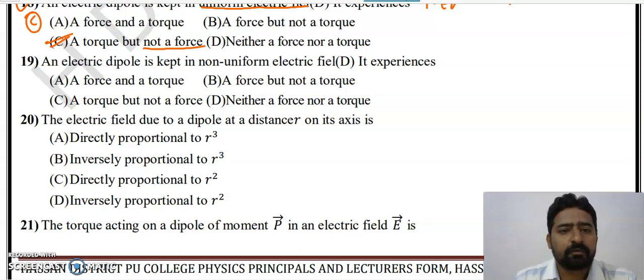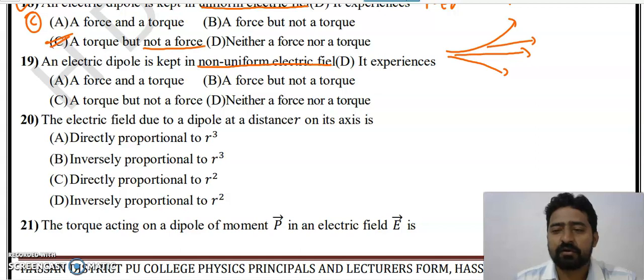An electric dipole is kept in a non-uniform electric field. Non-uniform electric field means the electric field lines are like that. This is a non-uniform electric field. So when it is in a non-uniform electric field, what happens? It experiences force and what?